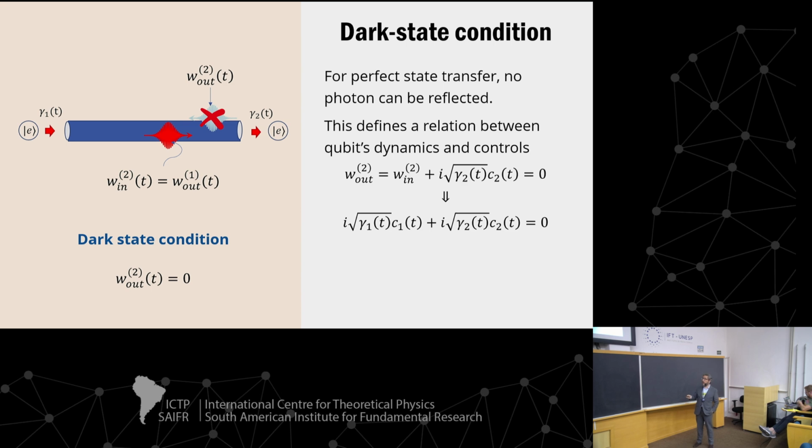Okay? So the dynamics of the first qubit determines the dynamics of the second qubit. And this is the problem. If you put here constant numbers and you put here an exponential, you get divergences for the second qubit. So that means that what we saw before cannot satisfy this dark state condition.